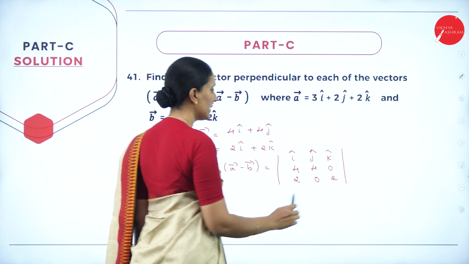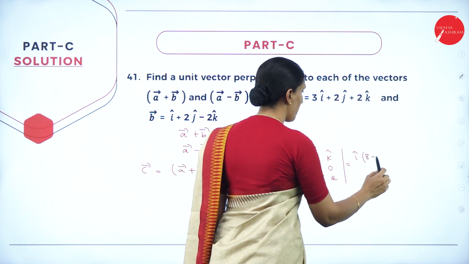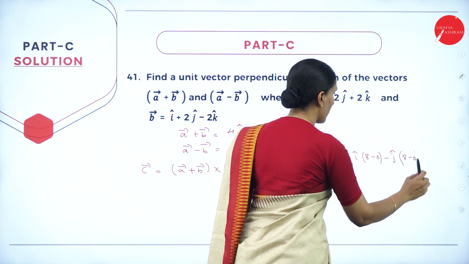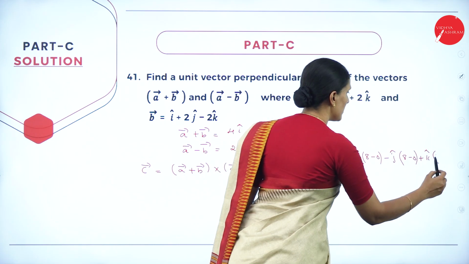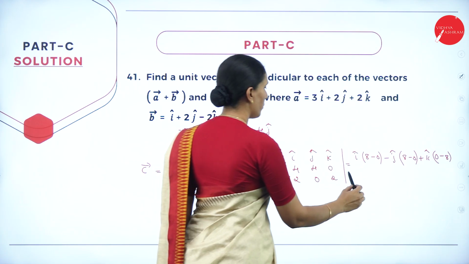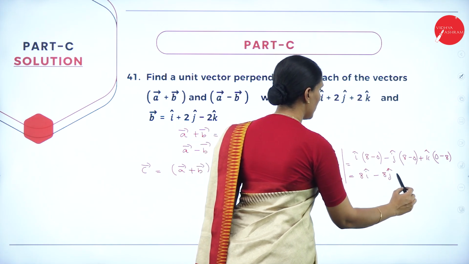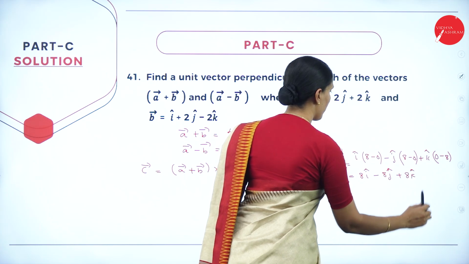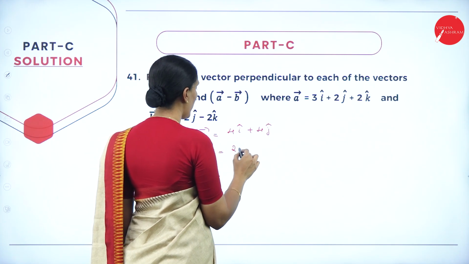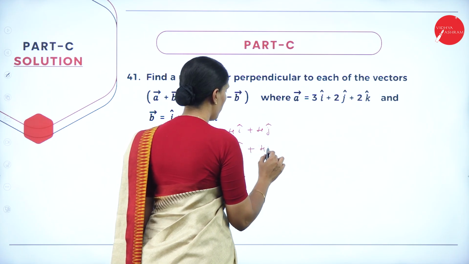So let's solve this. We have i into 8 minus 0, minus j into 8 minus 0, plus k into 0 minus 8. So we get this vector as 8i minus 8j plus 8k equals 3i minus i is 2i, 2j minus 2j is 0, 2k minus of minus 2k will become 4k.